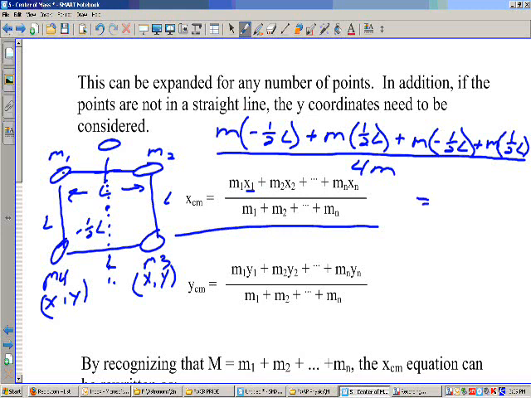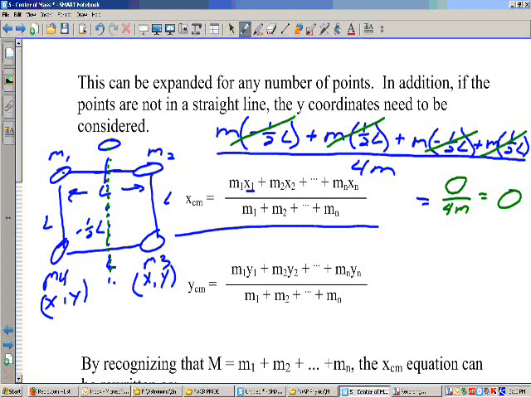And so, negative 1/2 L plus 1/2 L, these two terms are going to end up canceling each other out. That's a 0. Negative 1/2 L, these two terms are going to be canceling each other out. So I end up with 0 over 4M. Trandy, what's that on your calculator? Excellent, 0. So my x-coordinate of the center of mass is 0. So this is my x-coordinate. I'm along this coordinate line.